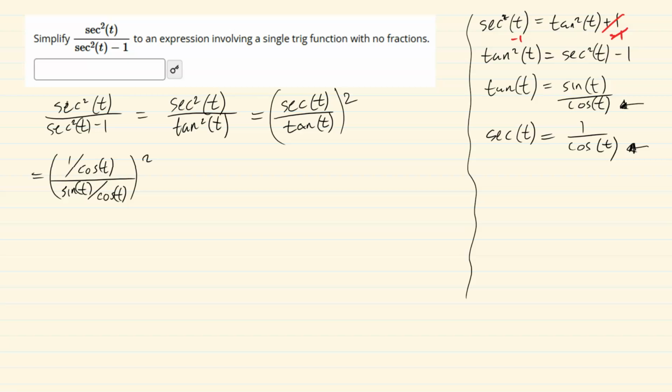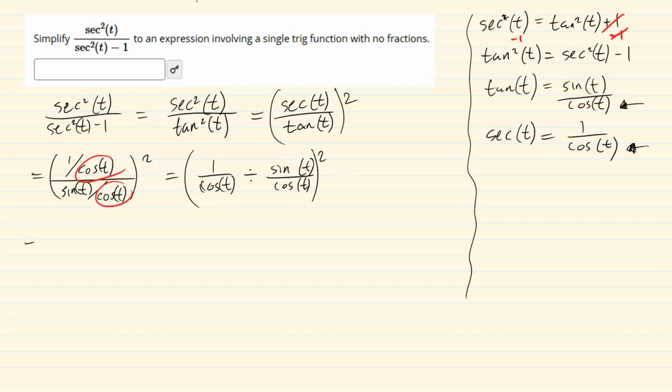May not be obvious, but at this point, I would see this cosine here on the denominator and the cosine here on that denominator, and they'd be able to cancel out. But that may not be obvious to you. So let's break this down. So 1 over cosine of t divided by sine of t over cosine of t. And notice this is all still squared.